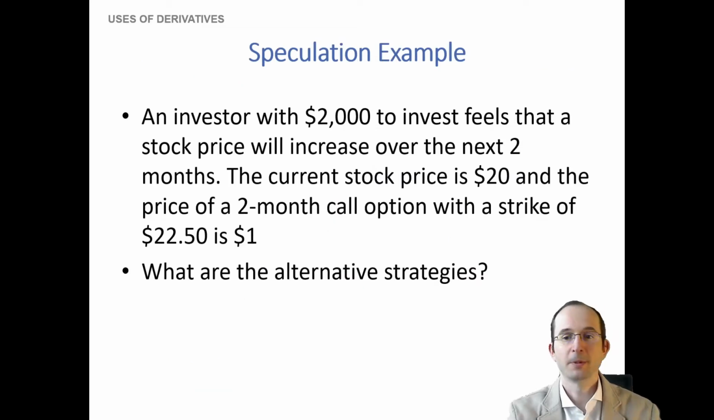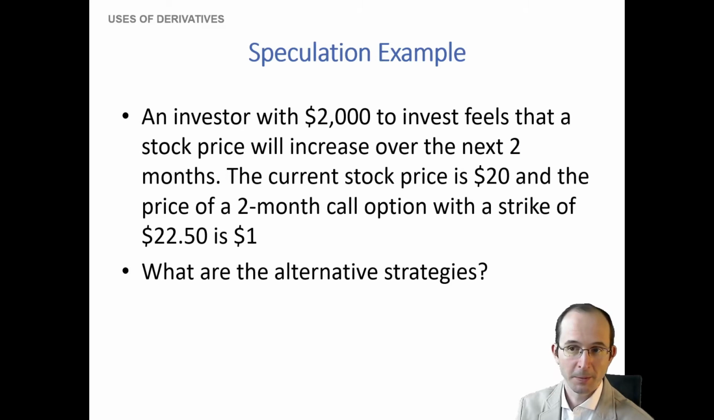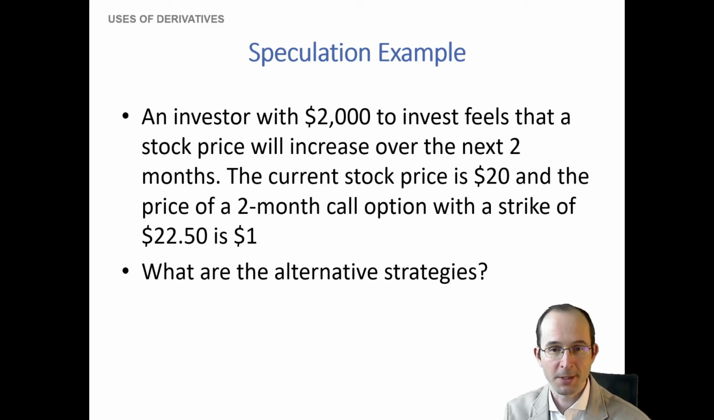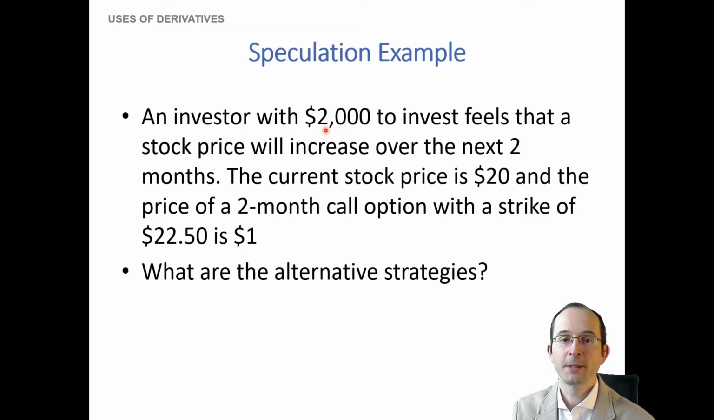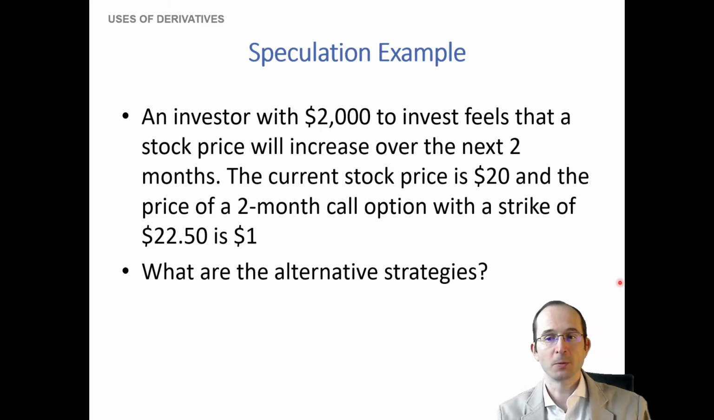Now, what about speculation? We've talked about hedging. How do you use options to speculate? Or, well, other derivatives also. But let's specifically think about options. Let's say that we have $2,000 to invest, and we have a view that a stock will increase in price at some point over the next 2 months. The current price of the stock is $20, and a 2-month call option trades at $1 and has a strike of $22.50. What are the two things that we could do?